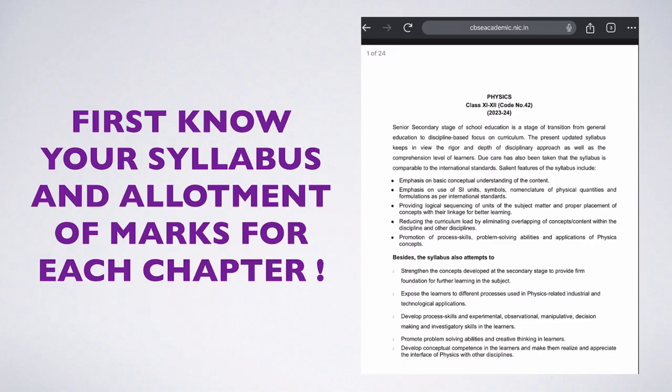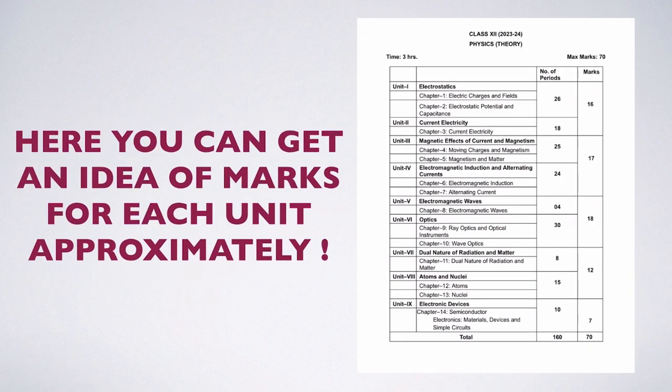Now, first you should know your syllabus and the allotment of marks for each chapter. I have enclosed a copy of the syllabus here, taken from the website cbseacademic.nic.in. Clearly you can see from this page that you have 9 units in total. Here you can get an idea of marks for each unit approximately. In these 9 units we have 14 chapters.